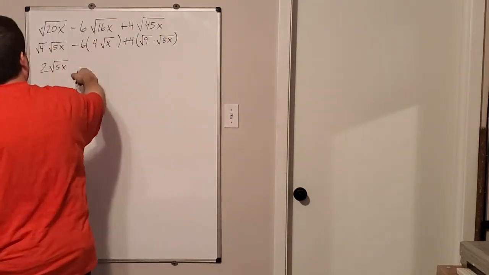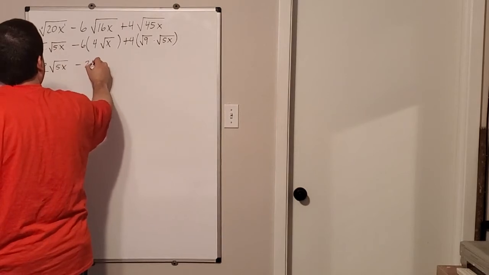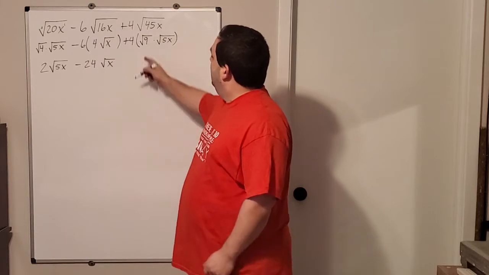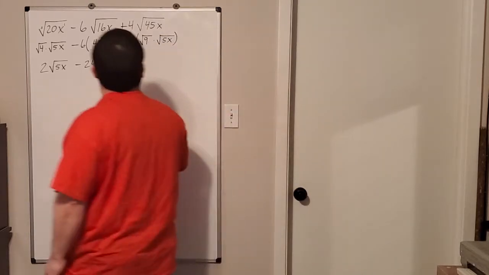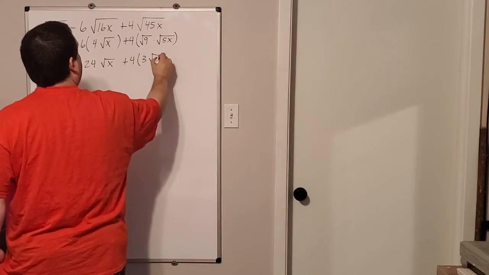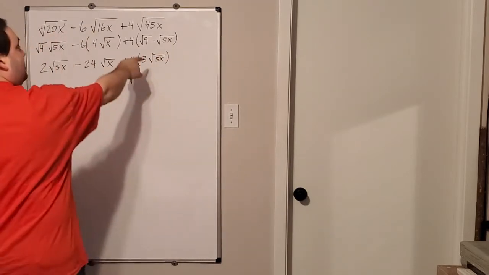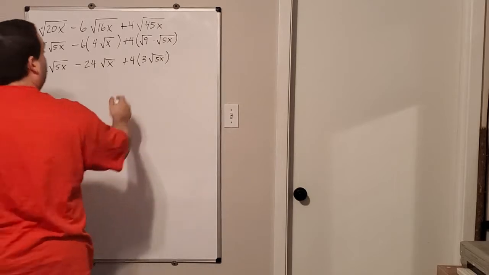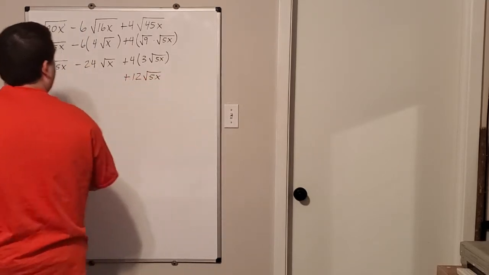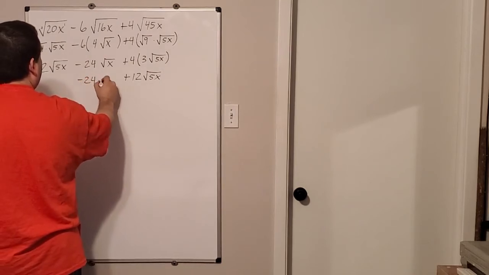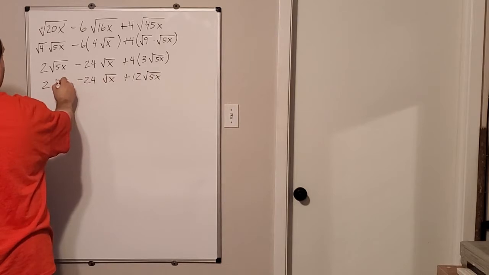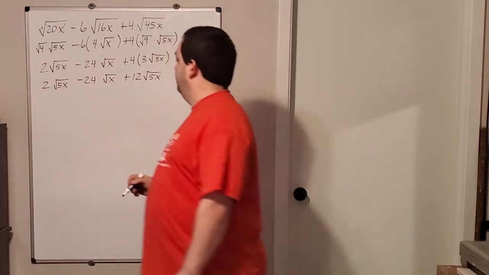Okay, so next step, let's continue simplifying. I've got 24 square root of just x here. And then the square root of 9 is 3. And then I still have to multiply it by the 4. So I'm going to end up with 12 square root of 5x. And everything else is still here: 24 square root of x and 2 square root of 5x.